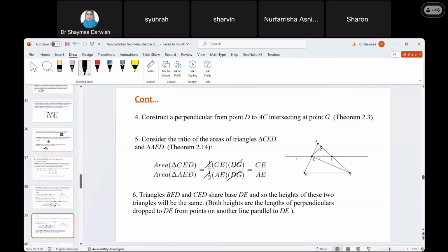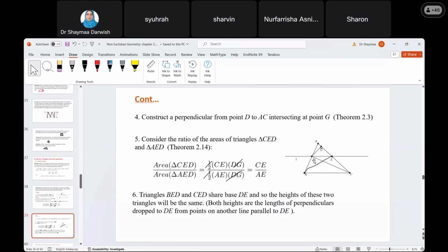Now look at the triangles BED and CED. Look at these two triangles.